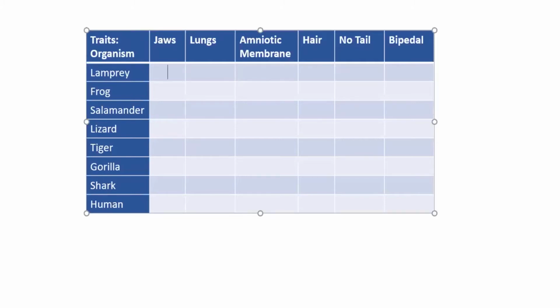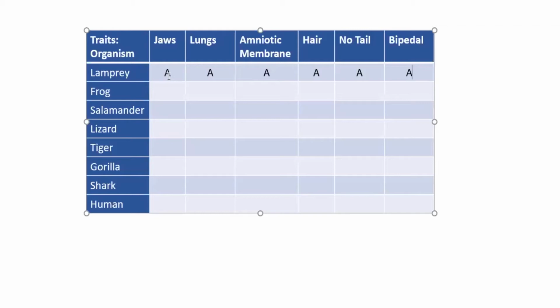Since lampreys are the outgroup, they're going to indicate the ancestral traits. So we could put ancestral for each one of these characters for the lamprey. Now we're going to compare the other organisms to the character of the lamprey, which is the ancestral trait, to determine if the other organisms have an ancestral characteristic or a derived characteristic. Now, lampreys do not have jaws. They're jawless fish. So not having a jaw is the ancestral trait.